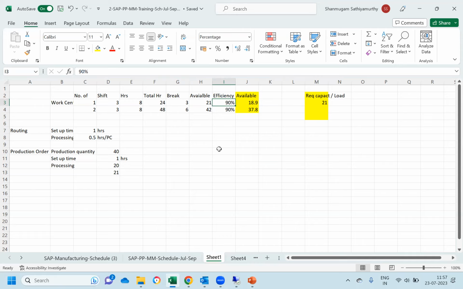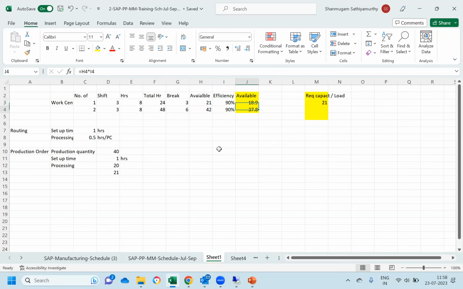So what we take as available hours, 21 hours, is 100% efficiency. But in industry, most of the machines do not run at 100% efficiency. So we have to give some efficiency factor there. That is what we put in efficiency. If we consider efficiency, what is my available time? That is 90% of 21, which is 18.9 hours. Is it clear?